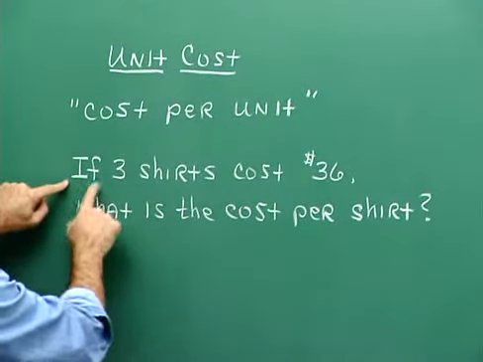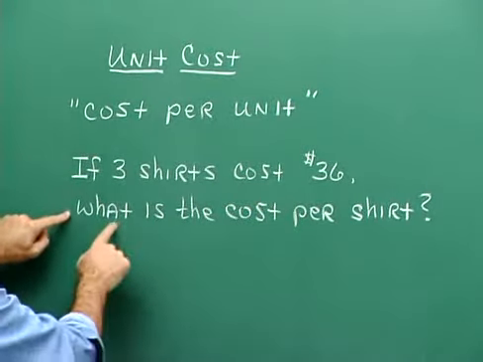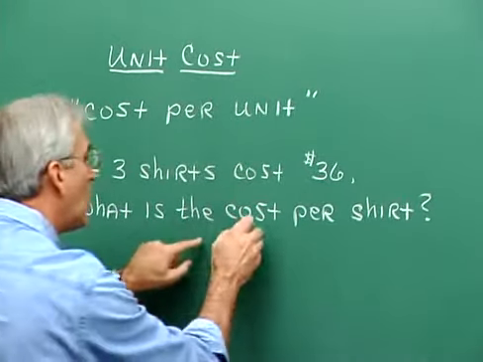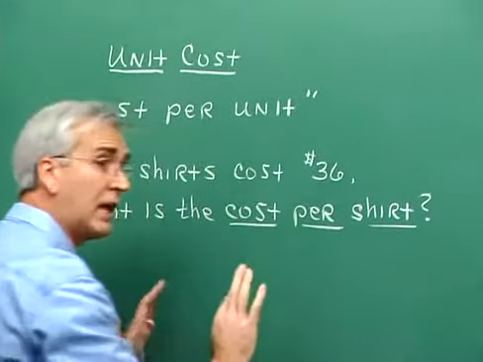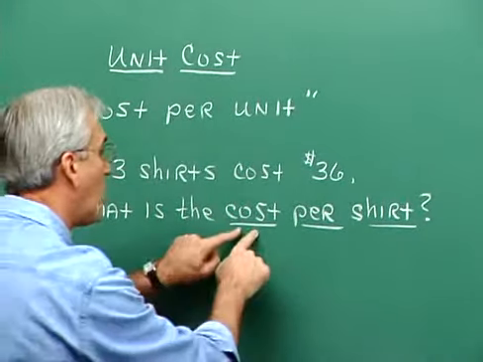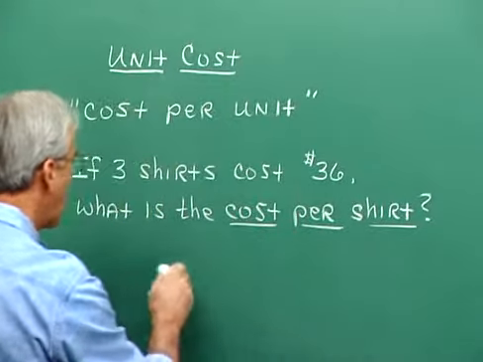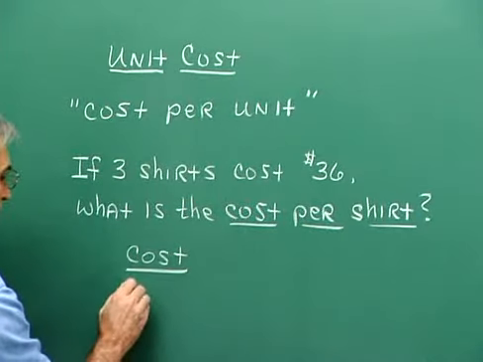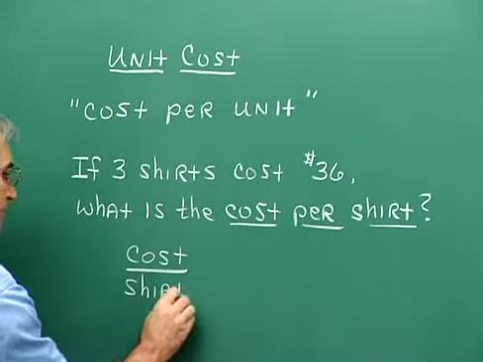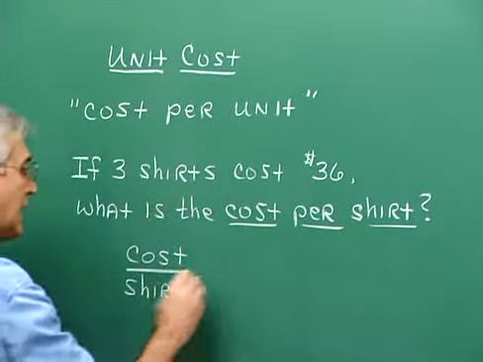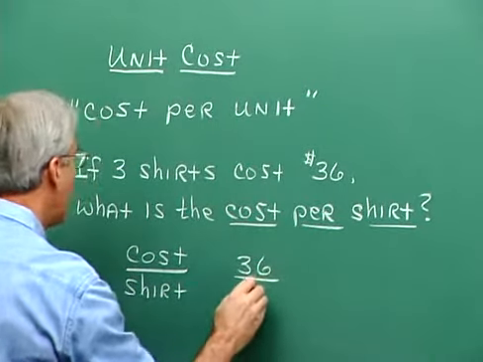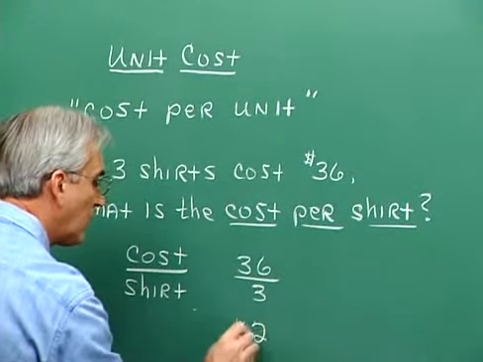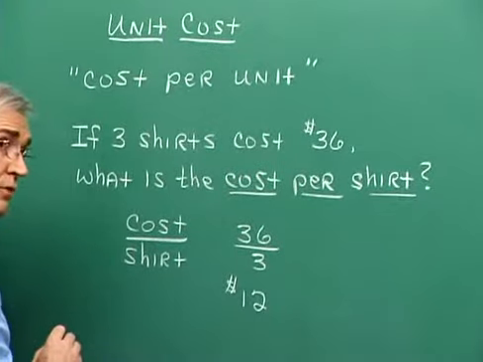Consider this problem. If 3 shirts cost $36, what is the cost per shirt? Well, cost per shirt gives us an idea of what we need to do. It's the cost divided by the number of shirts. So the cost per shirt idea can be thought of like this: cost per shirt. And filling in, it is $36 divided by 3, and 36 divided by 3 turns out to be 12. So $12 is the cost per shirt.